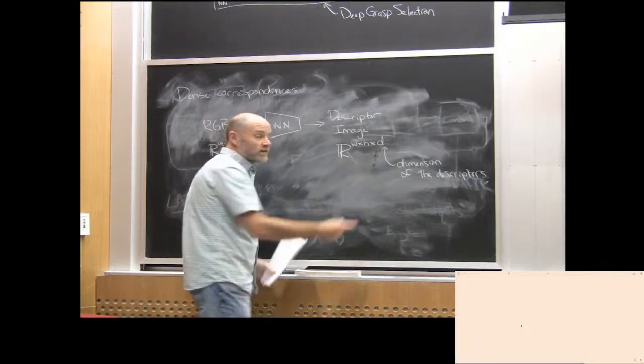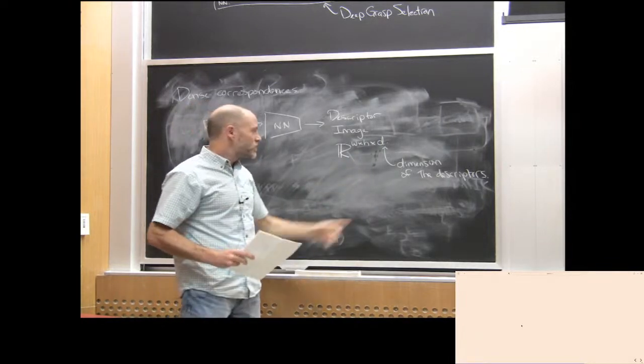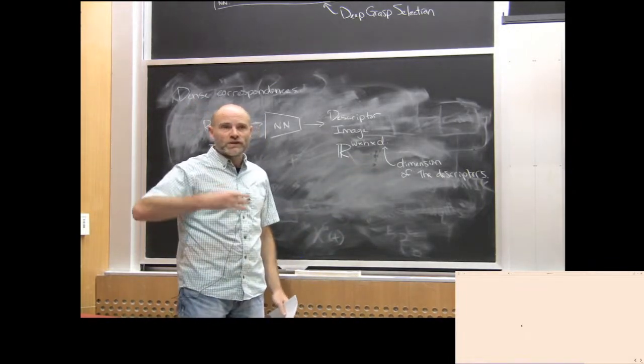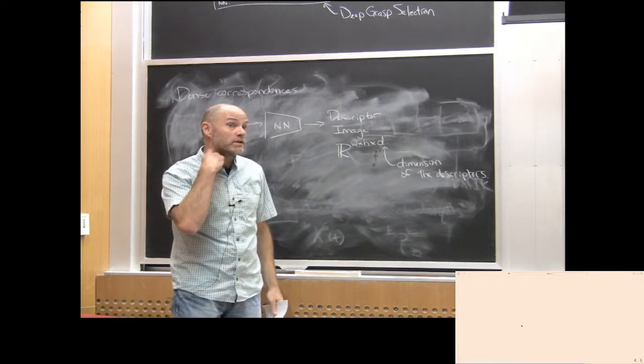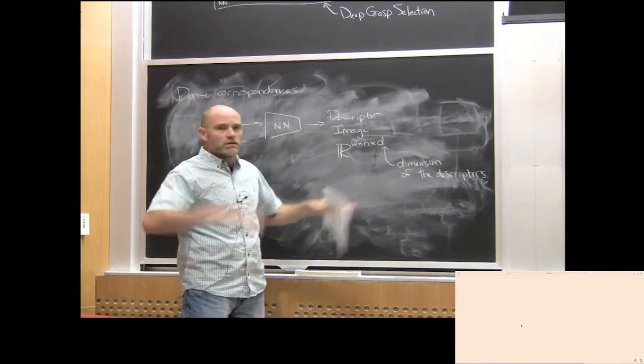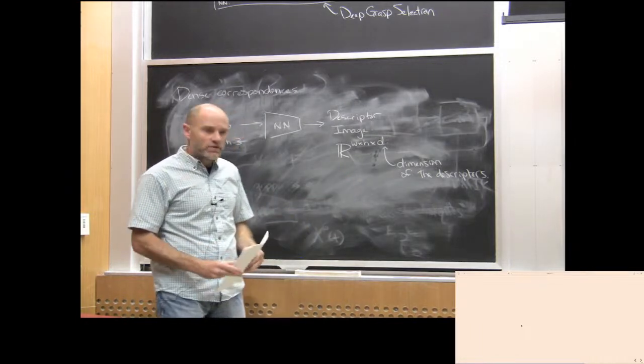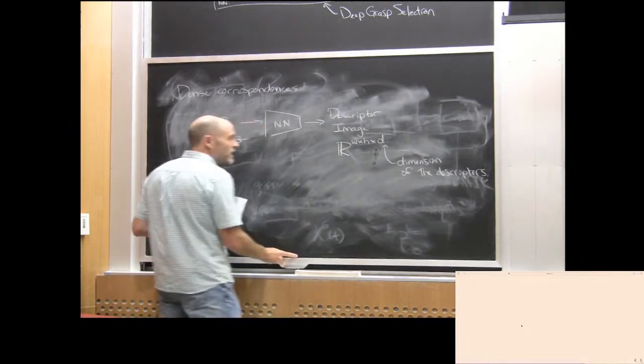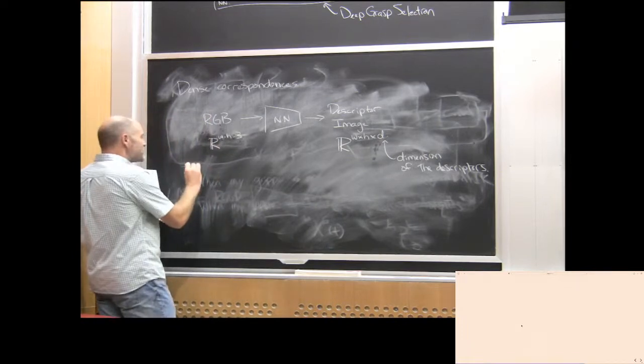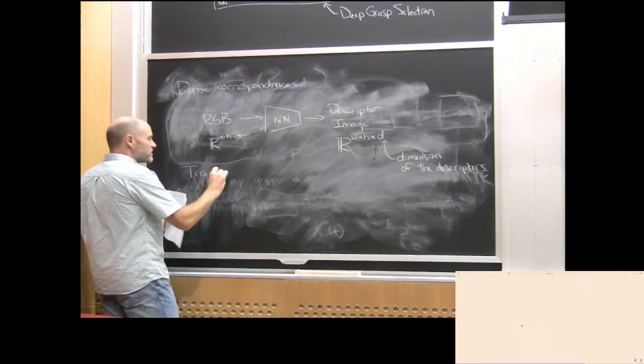So D, when I draw these pictures, we chose D to be 3 so that we could render it as an RGB image, okay? But you can choose D to be higher, for instance. It doesn't have to be just 3. And then this is trained Siamese style with self-supervised learning.